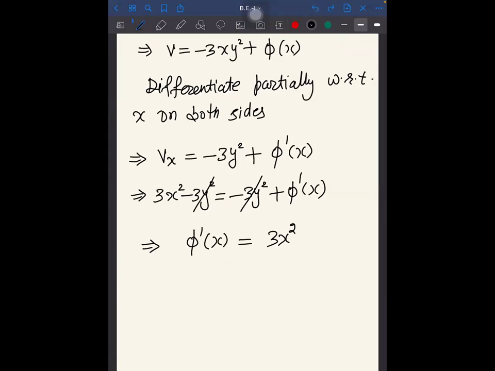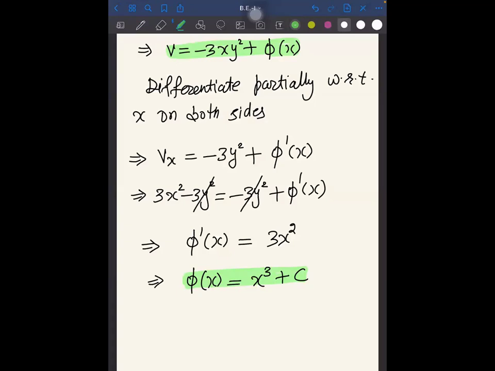Now, in order to obtain that phi x, we'll simply integrate on both sides with respect to x. That means your phi x would be what? X cube plus c. Are you with me on this? Yes, sir. Now this is your phi x and this is your v. So our aim was to find the harmonic conjugate of u, that is v.